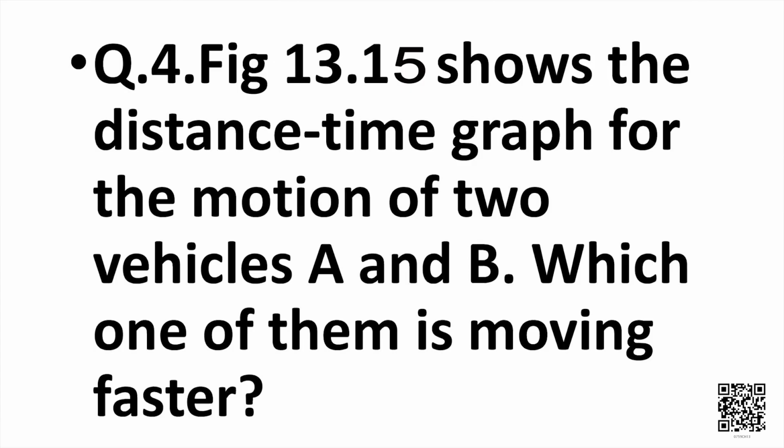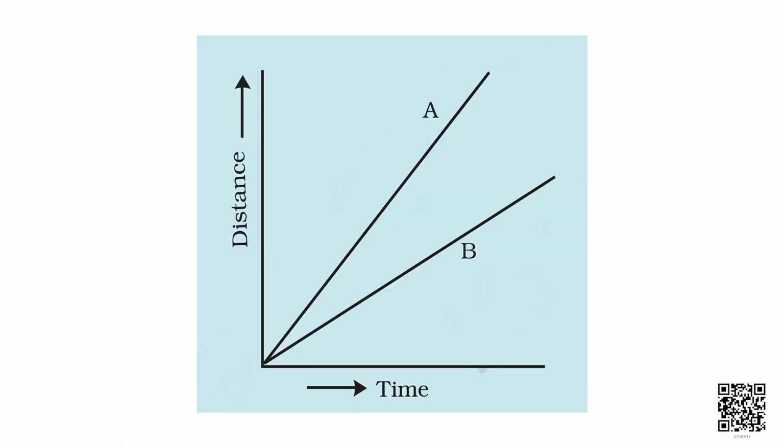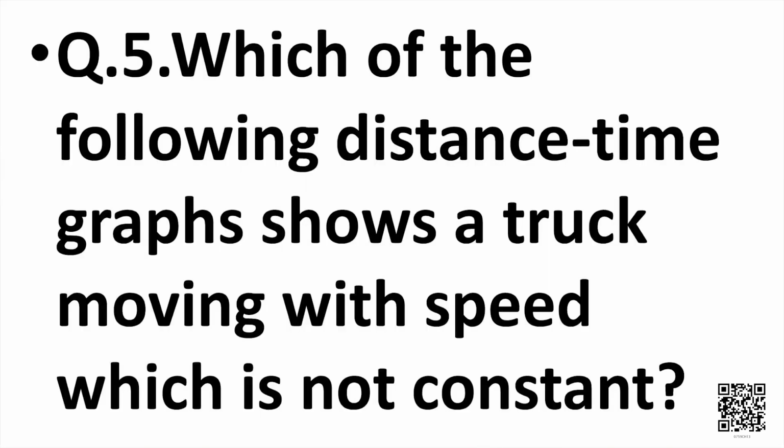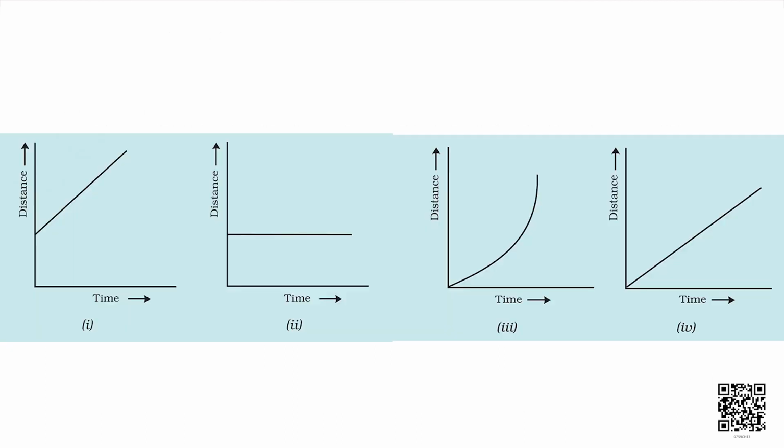Now moving on to question 4. In this figure, it shows the distance time graph for the motion of two vehicles, that is A and B. Which one of them is moving faster? So students, it is clearly evident that vehicle A is moving much faster. Moving on to the fifth question. Which of the following distance time graphs shows a truck moving with speed which is not constant? So students, among all these options, which one shows the graph of the truck which is moving with a speed which is not constant? So we can clearly see that the answer is the third one.